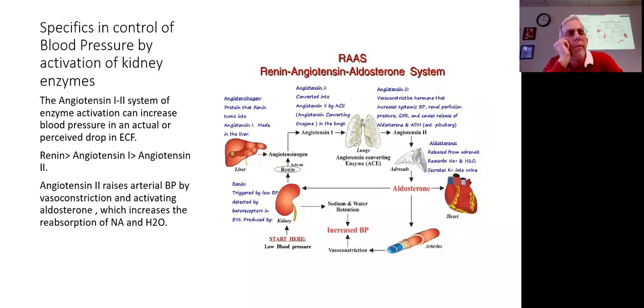So, specifics on control of blood pressure by way of activating certain kidney enzymes, or actually renin, which has an impact on angiotensin 1 and angiotensin 2.